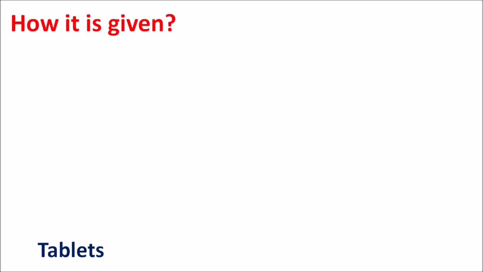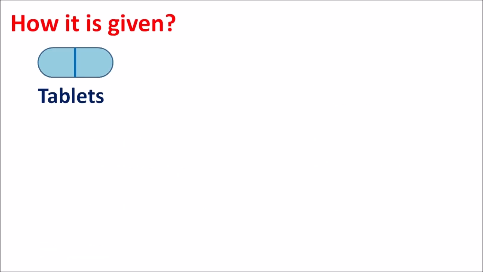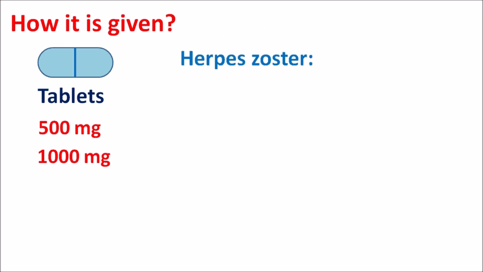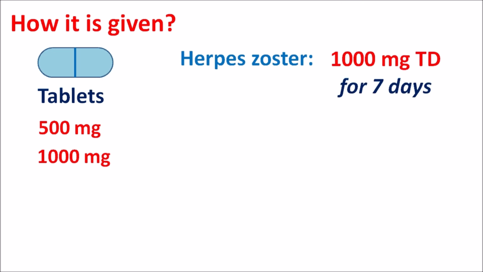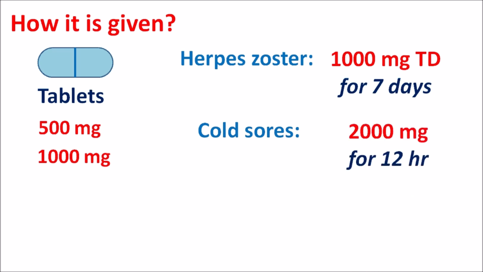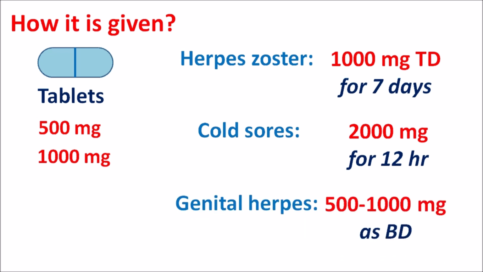How is it given? This drug is available as tablets at different strengths such as 500 mg and 1000 mg, and the dose of the drug depends on the type of clinical indication. For herpes zoster infection, this drug is started at 1000 mg 3 times daily for 7 days. For treatment of cold sores, this drug is given as 2000 mg every 12 hours for 1 day. In case of genital herpes, this drug may be started at 500 to 1000 mg given twice daily.